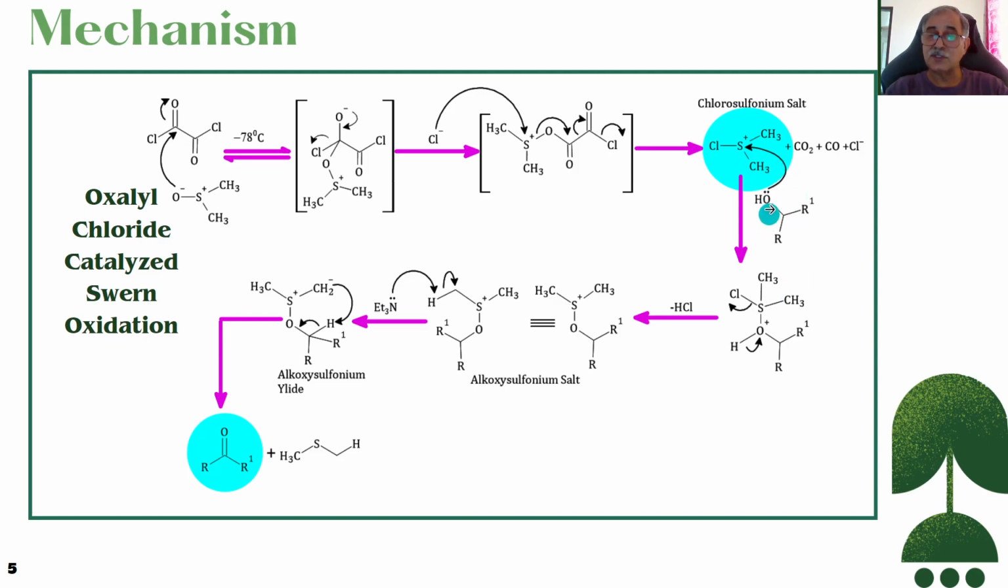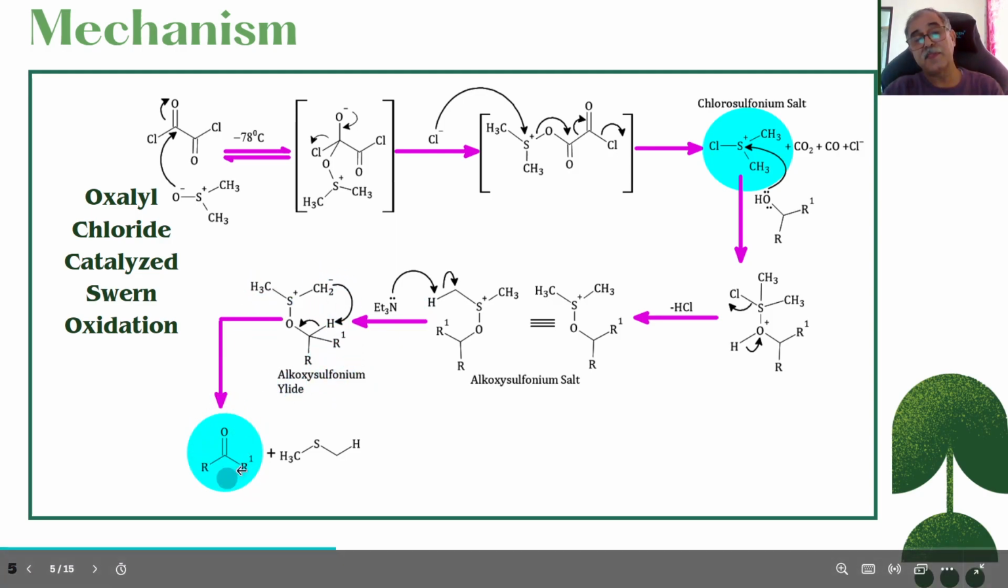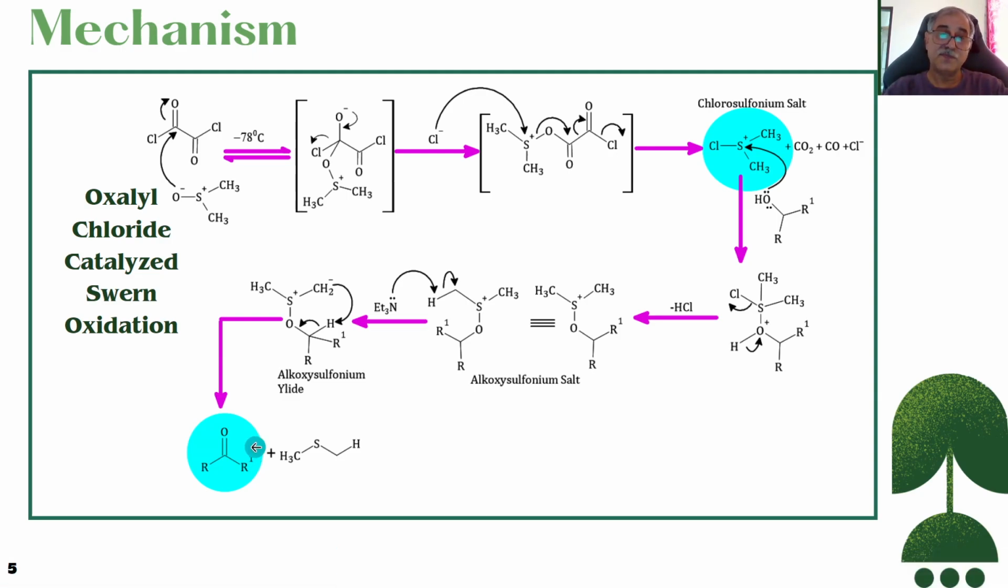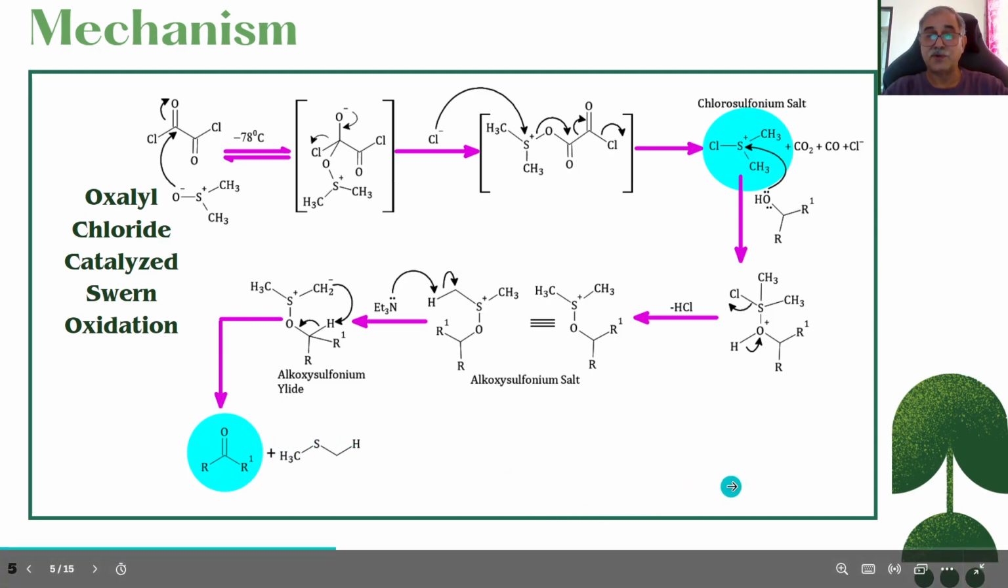So these chlorosulfonium salts on reaction with alcohols will be converted into alkoxysulfonium salts, and these alkoxysulfonium salts on reaction with tertiary amines, the amine will abstract this proton and alkoxysulfonium ylides will be formed, and then these ylides will undergo rearrangement or decomposition to give us aldehydes or ketones as the product.